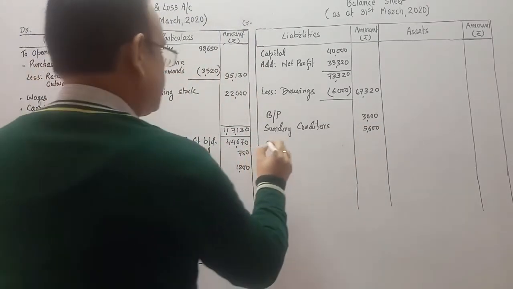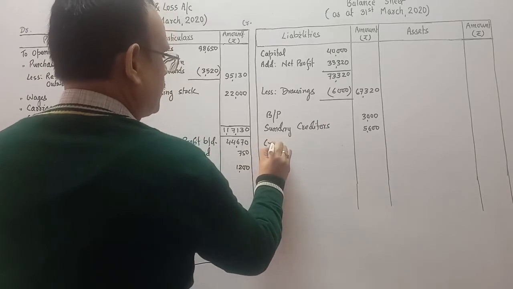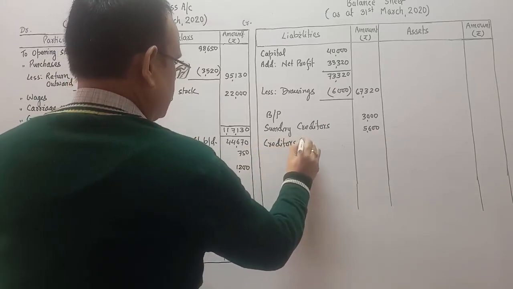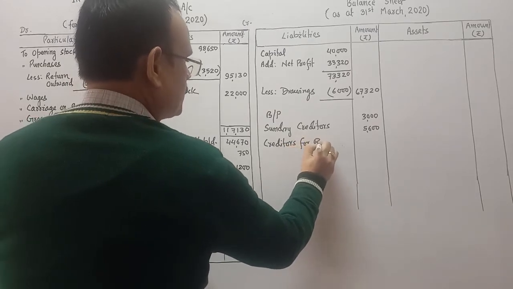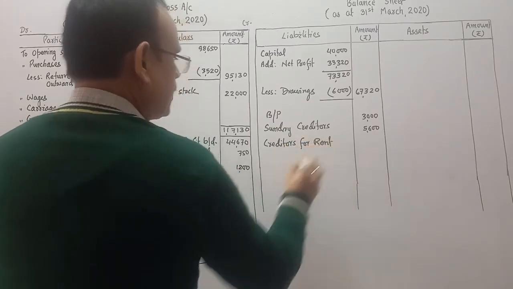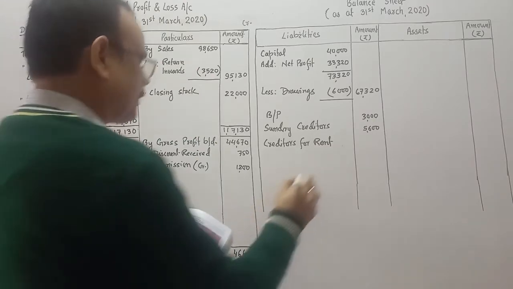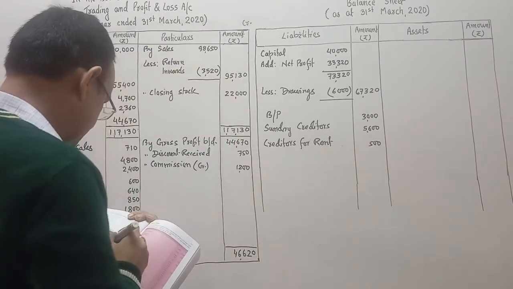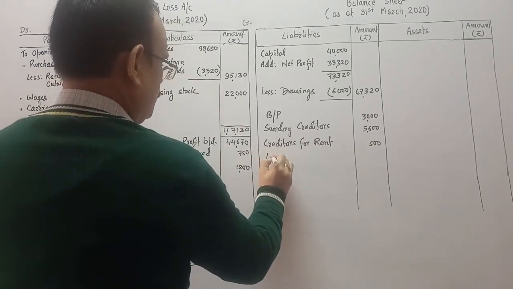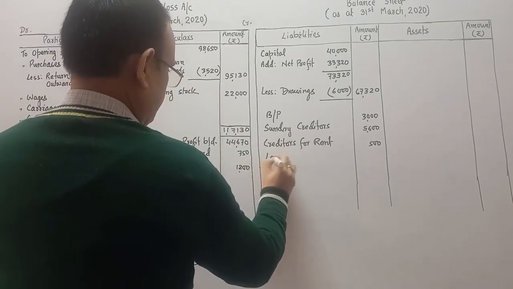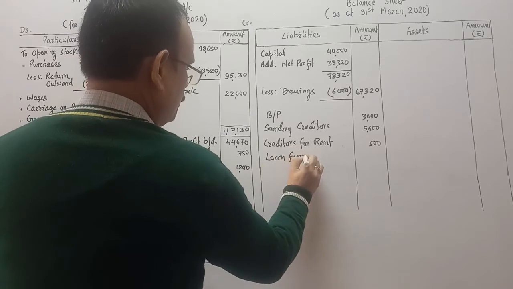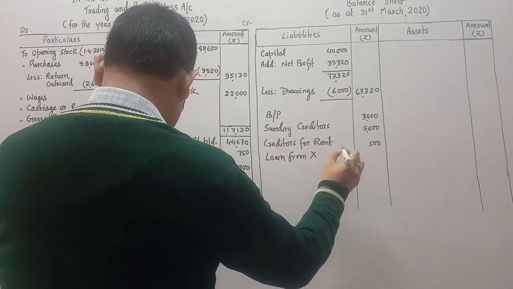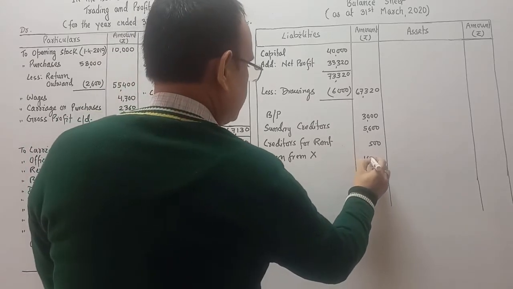Thereafter you see creditors for rent. Creditors for rent means outstanding rent. It's a current liability. Creditors for rent is 500. Next is loan from X. The firm has taken a loan from X, so it's a liability, 10,000.